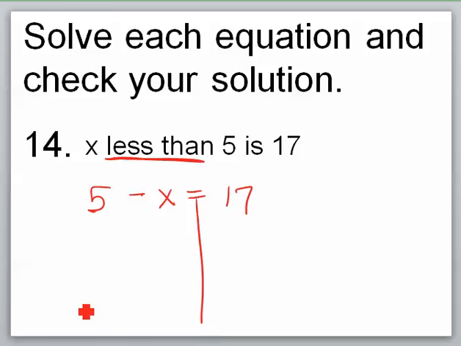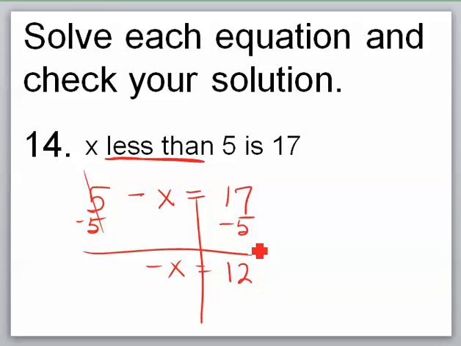It's very much like the last problem we just did. We have a positive 5, we've got to get rid of it by putting a negative 5 on both sides. That's how we create that 0. We have a negative x equals a 12. And then what we end up getting is x equals negative 12 because we're flip-flopping that negative value, or dividing by a negative 1 on both sides.